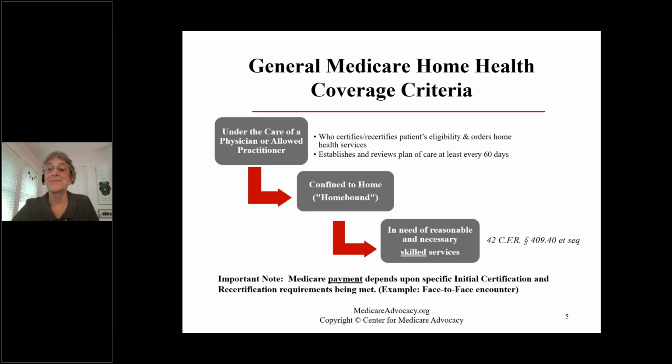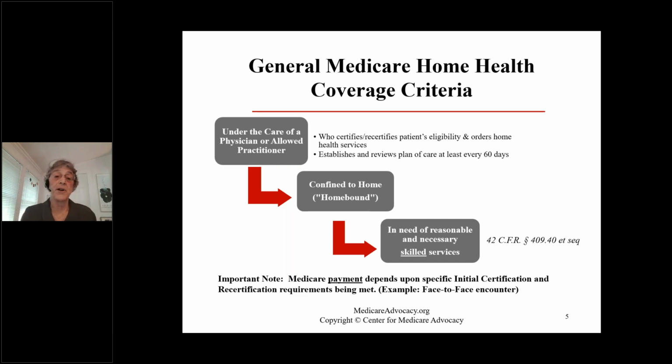Next slide, please. So in general, let me just set out the basic criteria for Medicare coverage of home care as set out by the federal law and regulations and Medicare policy. Just to be clear, I'm not an occupational therapist, I'm a lawyer, and my focus as a lawyer has been on Medicare coverage for decades.